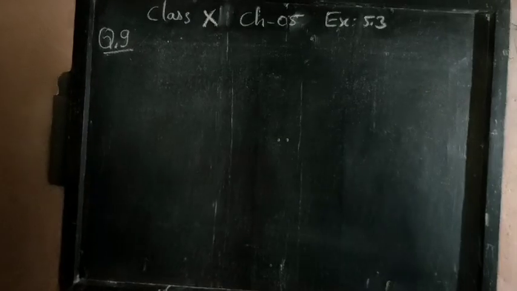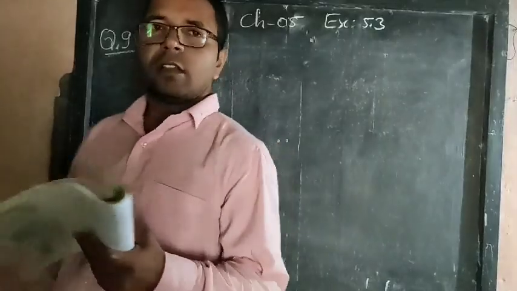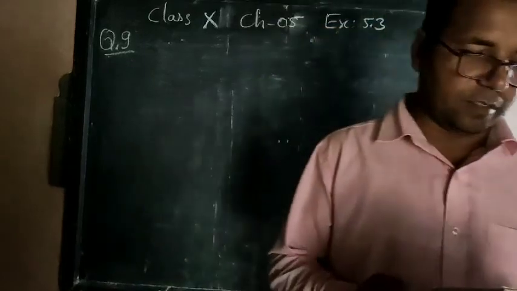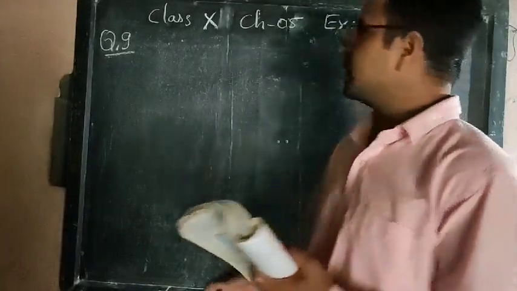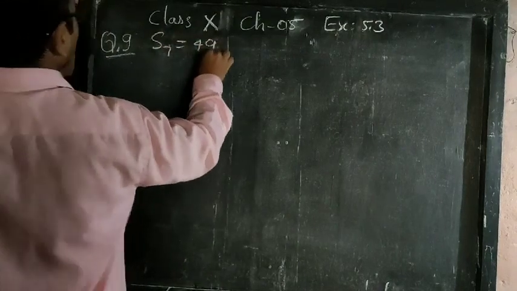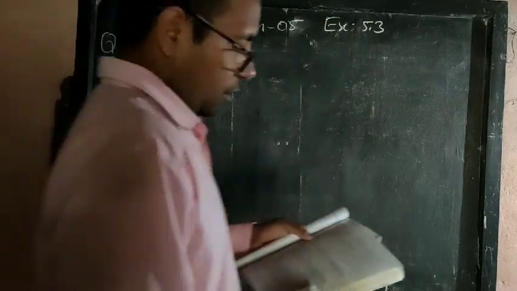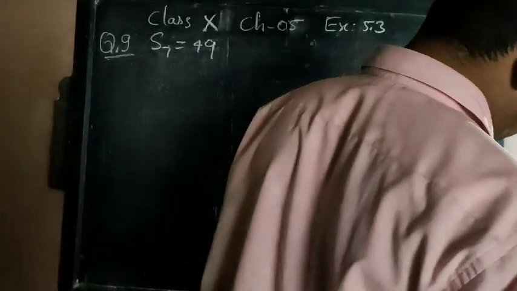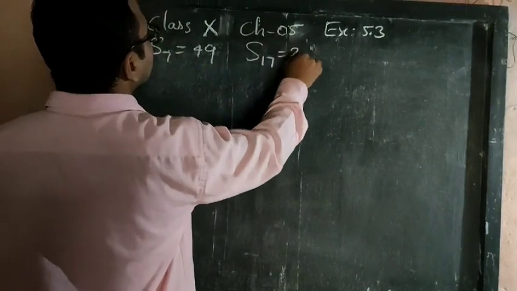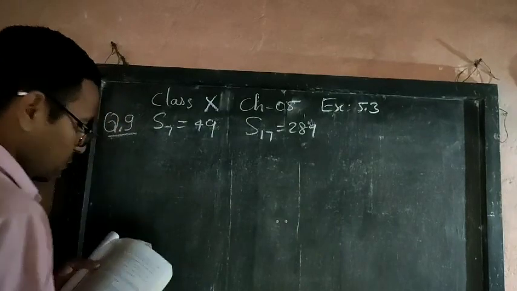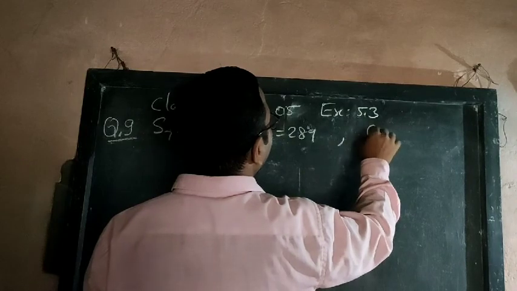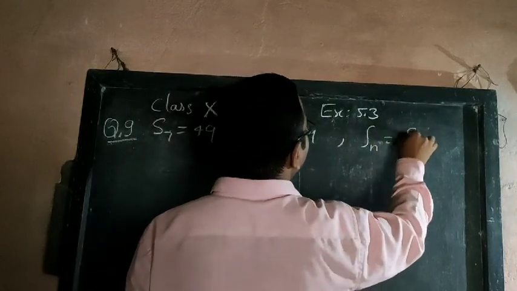Now students, let's see here question number 9. In question number 9, if the sum of the first 7 terms of an AP is 49, that means S7 is equal to how much? 49. And that of the first 17 terms is 289. That means S17 is 289. Find the sum of the first n terms. That means what we have to find out here, Sn is equal to how much?